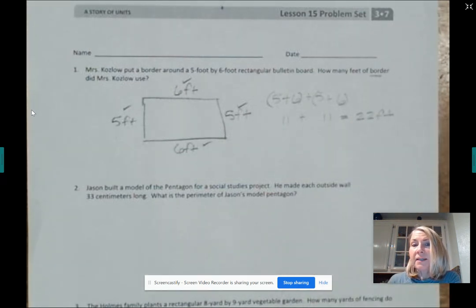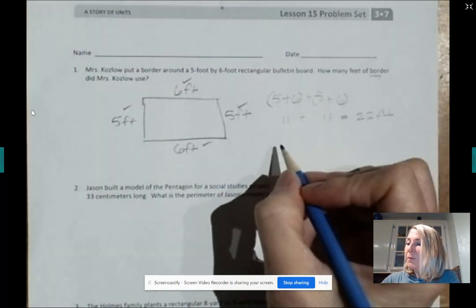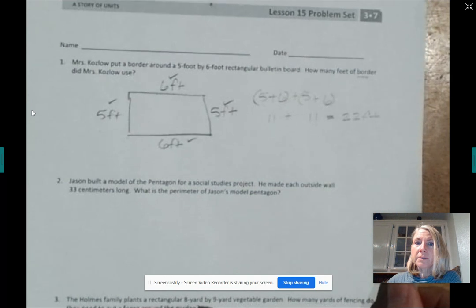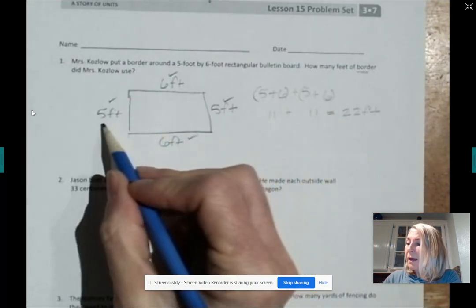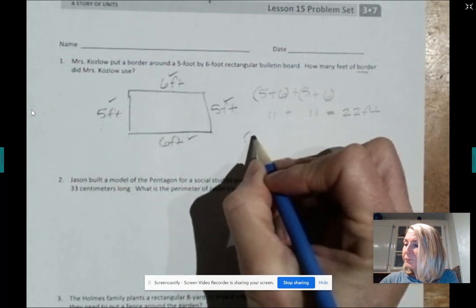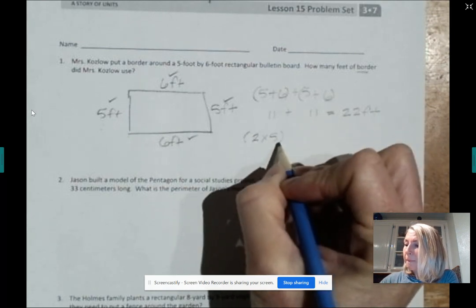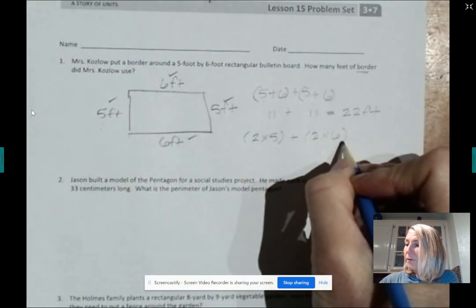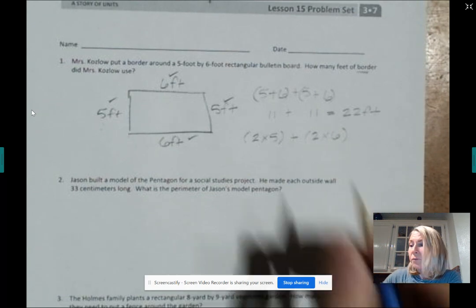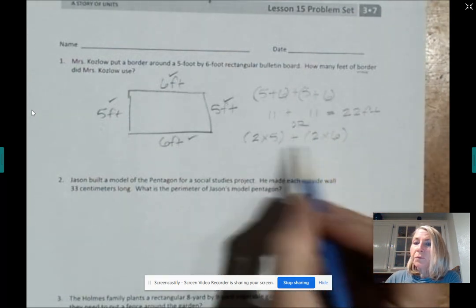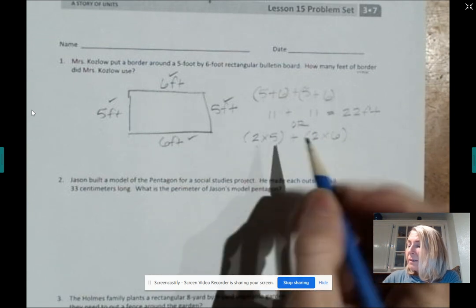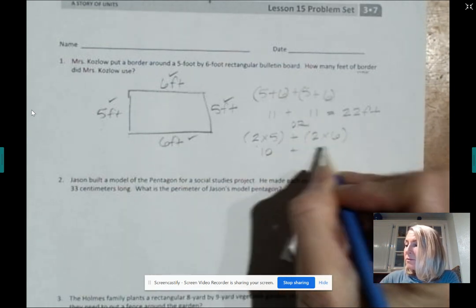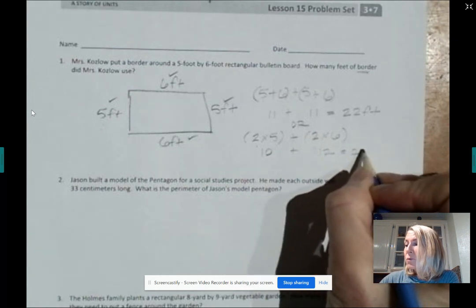Now, when we have these nice quadrilaterals, again, if you want to start playing around with the formula and organizing it that way, your problem would look more like I have 2 5s plus 2 6s, right? So this is an alternative way, and the one that you will eventually progress to. 2 times 5 is 10, plus 2 times 6 is 12, which is 22 feet.